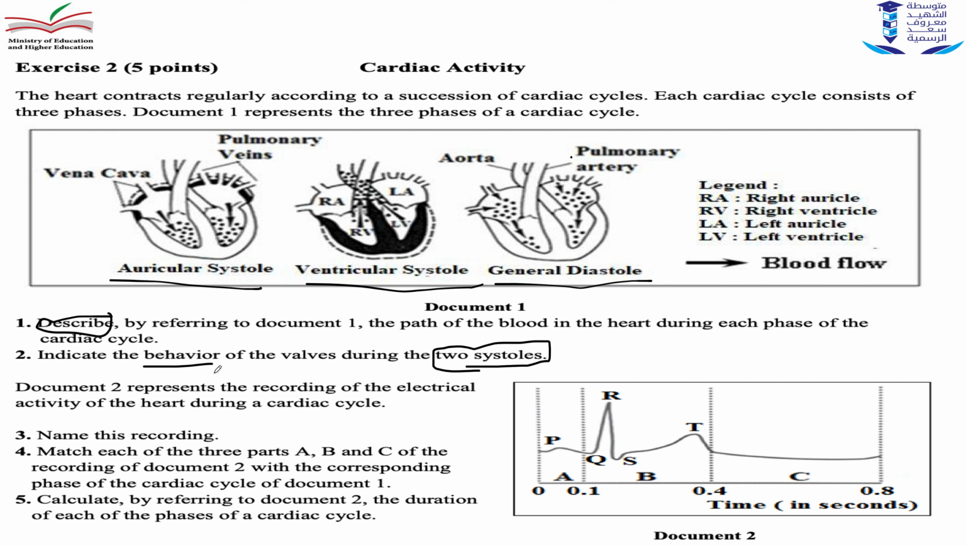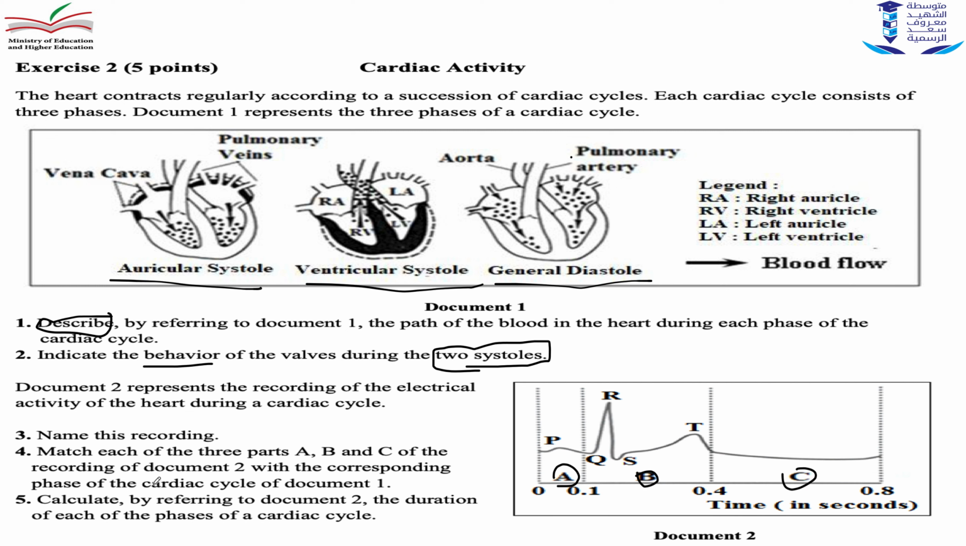Now, document 2 represents the recording of the electrical activity of the heart during a cardiac cycle. What do we call this recording? Electrocardiogram, ECG or EKG. Match each of the 3 parts A, B, and C of the recording of document 2.